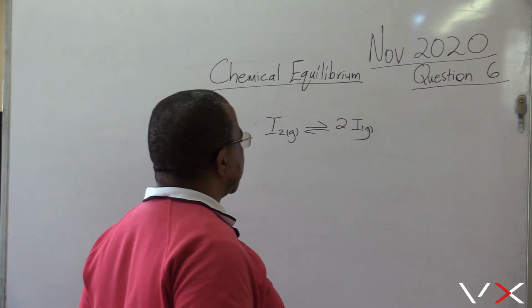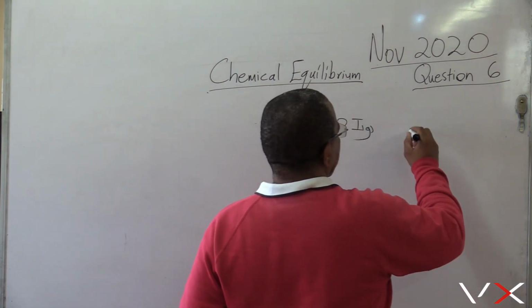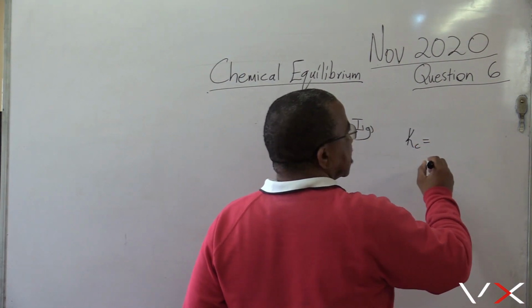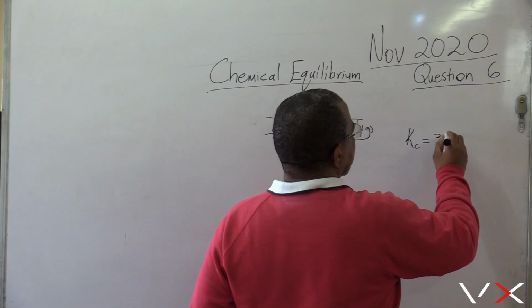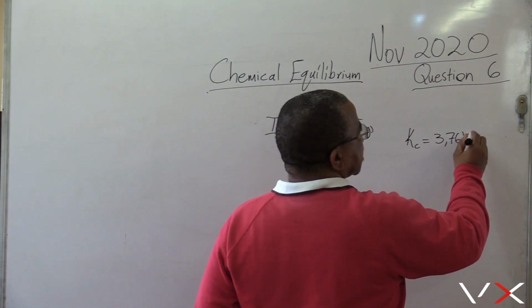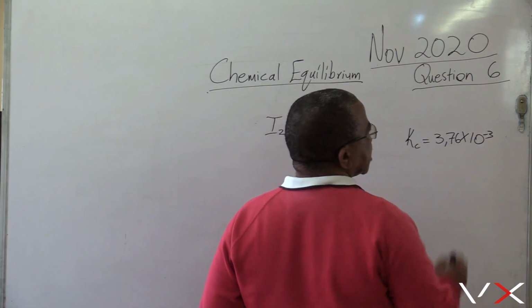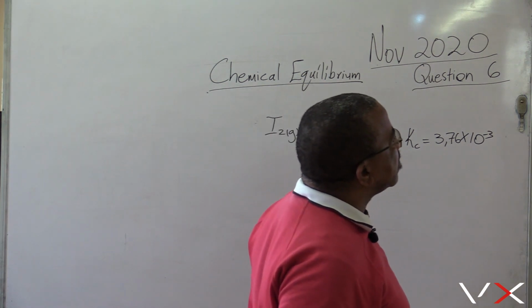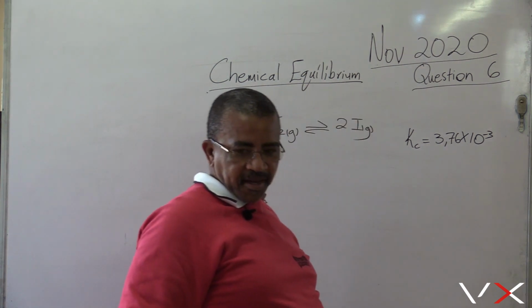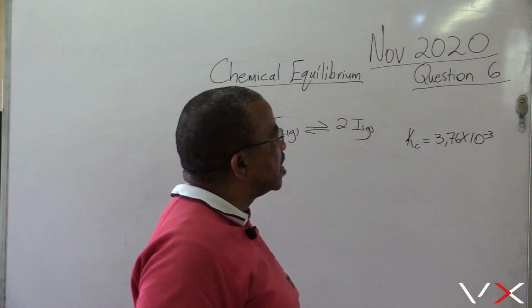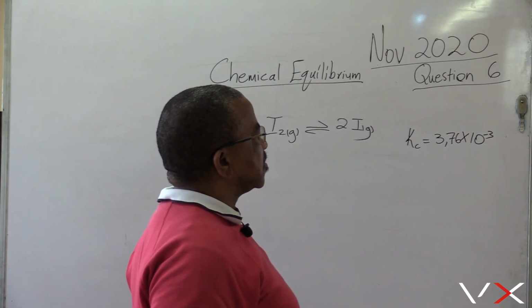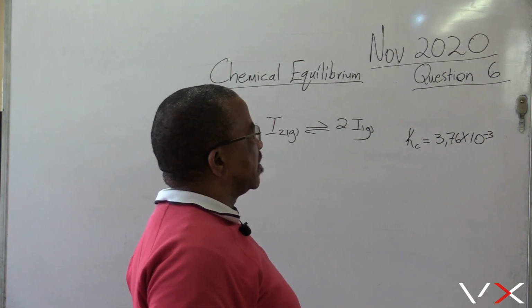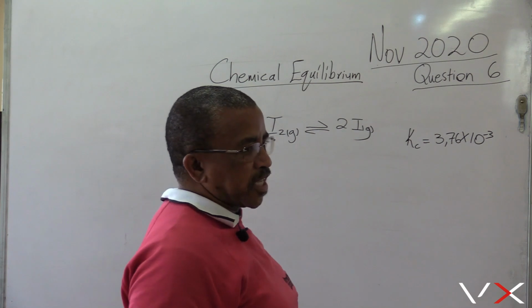and we are given Kc, the equilibrium constant, it's 3.76 times 10 to the power minus 3. I hope that is minus 3. It is clearly visible, the 3, but it is not minus 3. So work with it. Write down the meaning of the term reversible reaction.